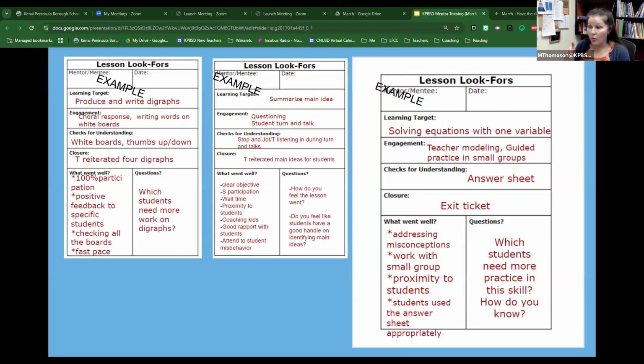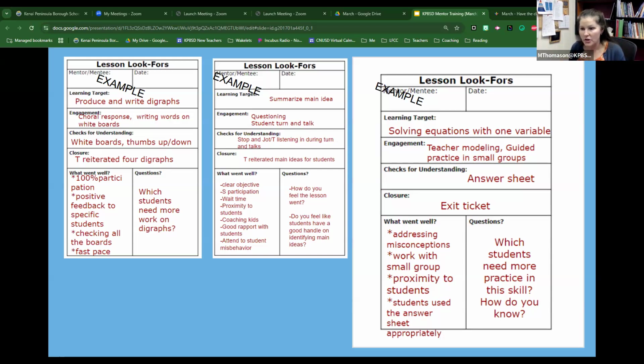What I do want you to notice is in what went well, there's lots of information in the what went well. As the mentor, you get to be their cheerleader. So you want to pick out all the good things that you're seeing in this lesson. For example, in this example, what went well? The addressing misconceptions. The teacher was working with a small group. The teacher had proximity to students. They were very close to the students so that he or she could check in on what they were doing. And the students used the answer sheet appropriately, which is also a skill. You have to teach kids how to use answer sheets. So just be sure that you are capturing all the good things that you're seeing in the lesson.